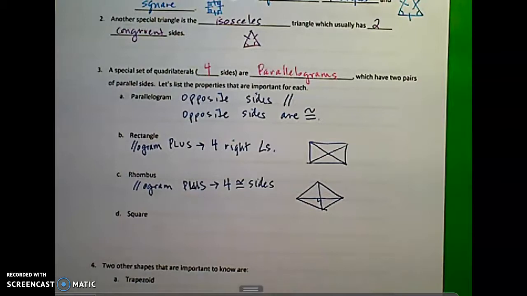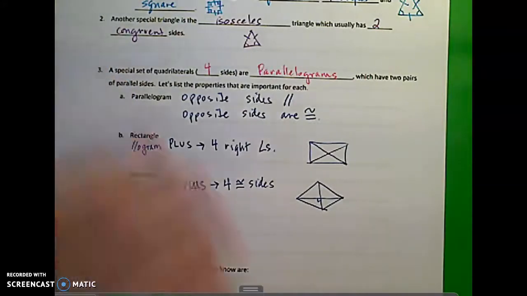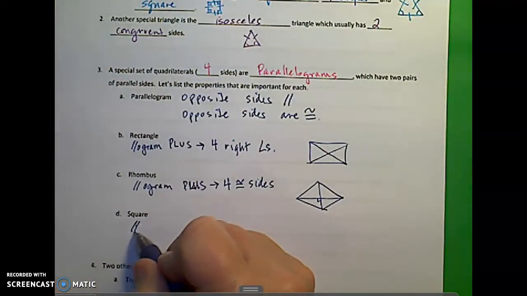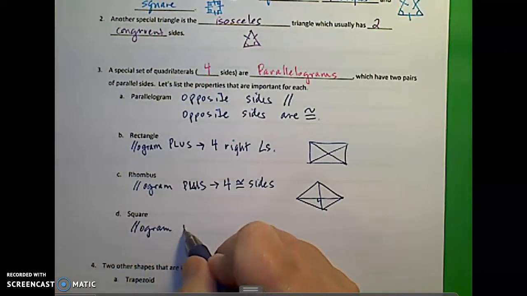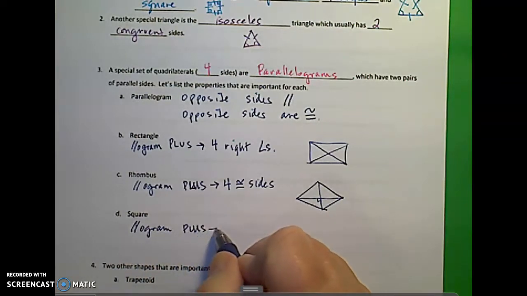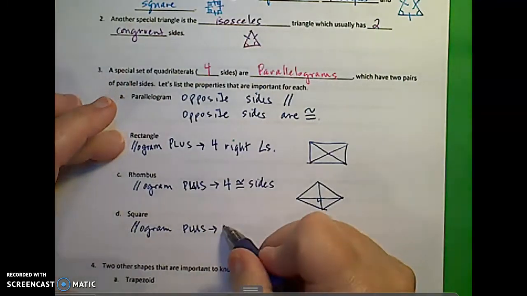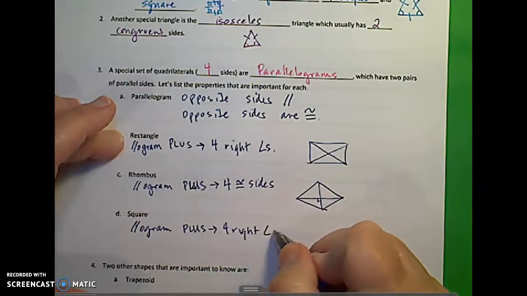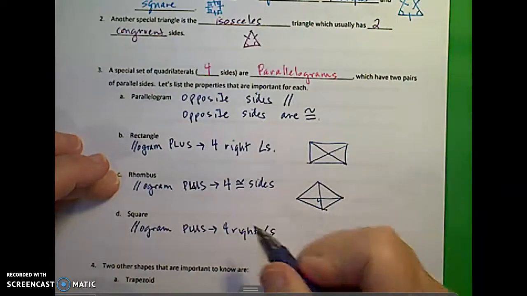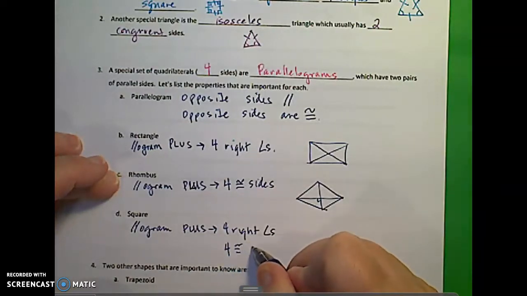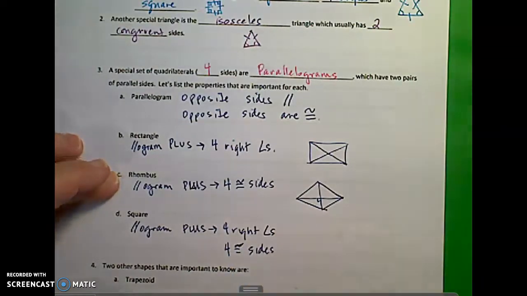So there are other ways that you could differentiate between a rhombus and a rectangle, but mainly we need to know about the sides. Alright, a square. We can remember a square is a parallelogram, it's a rectangle, and it's a rhombus all at once. So it has all the properties of a parallelogram, plus the properties of a rectangle, which is 4 right angles, plus the property of a rhombus, which is 4 congruent sides. And there is our special shape, the square.